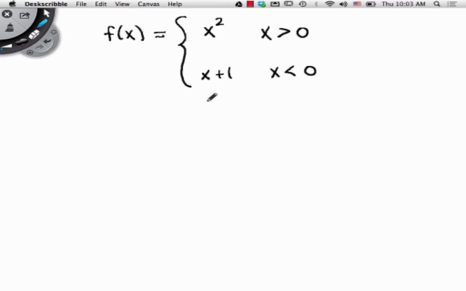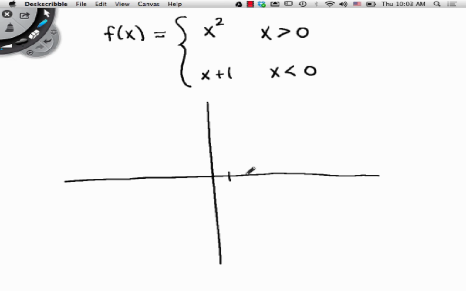I'll give you another one. Here's f of x is equal to, let's go ahead and say, x squared for x greater than or equal to 0, and x plus 1 for x less than 0. All right, let's graph that. Okay, now let's go ahead and graph this out. I need to put a greater than or equal to here.